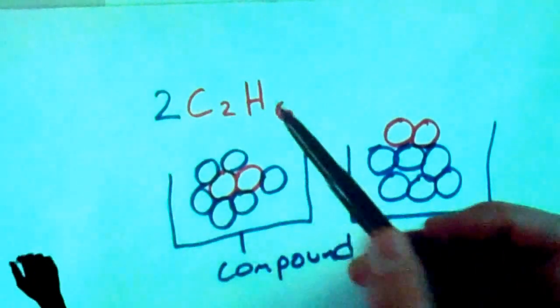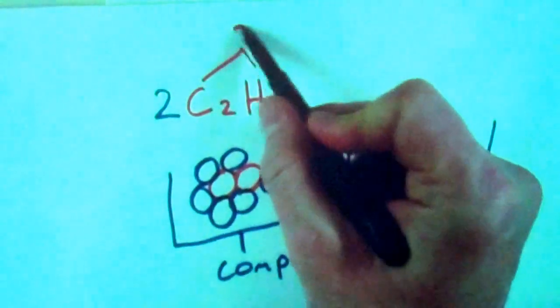So how many elements in 2C2H6 do I have? How many elements? 1, 2. I have 2 elements.